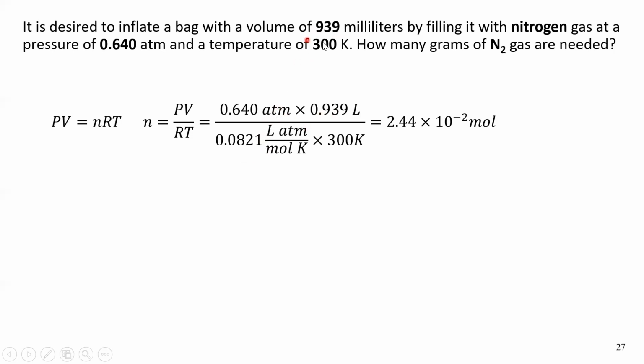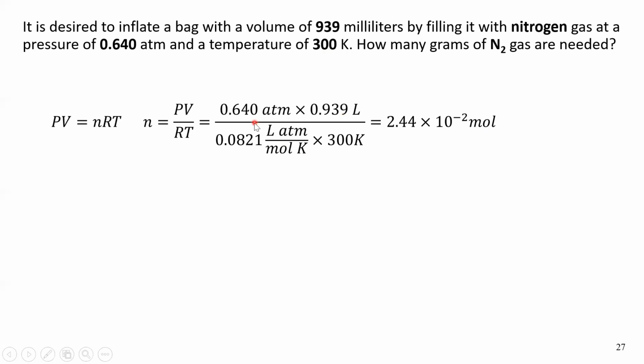And since our temperature is already in Kelvin this time, we can just plug that right in there. And when we look at the units, atm cancels out. That's why we picked that R value. Liters cancels out. That's why we had to do that conversion. Kelvin cancels out. We're left with 1 over moles. So that's going to give us moles.